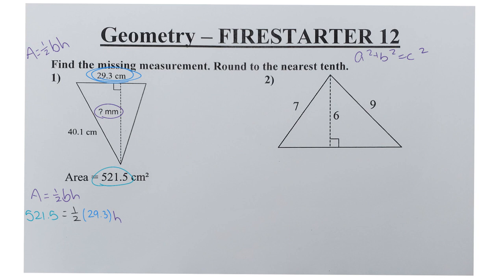I end up with 14.65. So I have 521 equals 14.65 H. Now to get rid of the 14.65, I divide by 14.65 on both sides, and that's going to give me the H. So basically, guys, we're using a geometry formula and then algebra 1 skills to solve. That's all that this section has been about the last couple of fire starters.